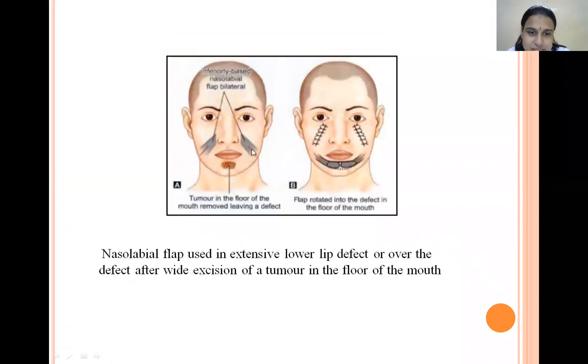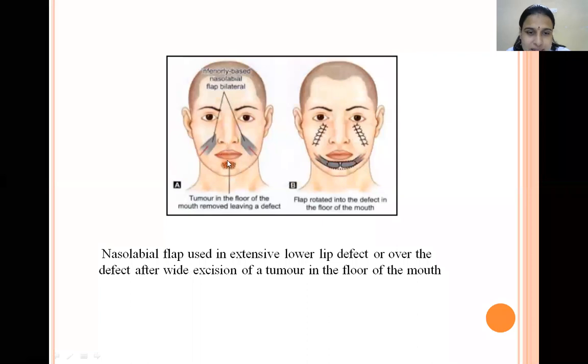Next is nasolabial flap. And there is extensive lower lip involvement involving the chin also. Wide excision of the tumor, the floor of the mouth is also involved. The flap is rotated onto the defect, onto the floor of the mouth. So there is a medial flap.